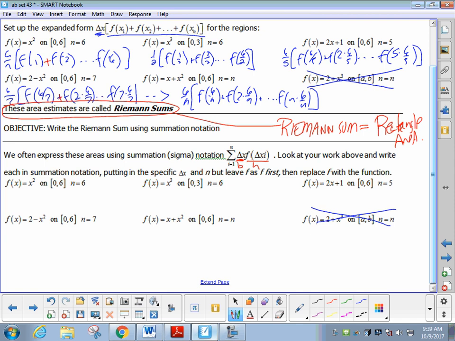If I then wanted to express this same problem in summation notation, I could do it this way. Now, I want you to do it. If you read this, I'm trying to break this into more manageable, less intimidating chunks by doing it in two steps. The first thing we're going to do is put in the specific delta x.